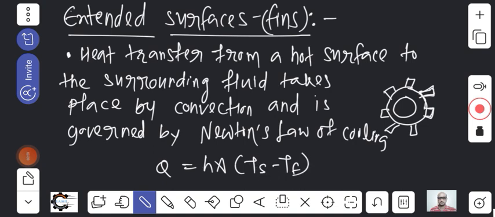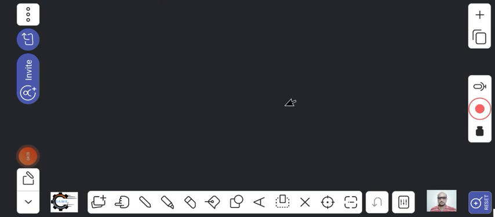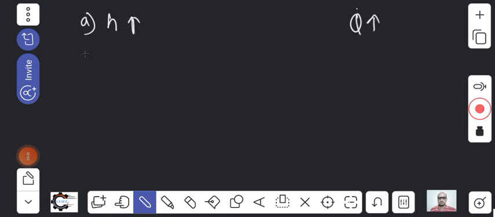As the area, the surface area, increases, the heat transfer also increases, right? So either by increasing the convective surface, or by increasing the temperature difference, the heat transfer will increase. There are three options by which you can increase the heat transfer. The first is by increasing the heat transfer coefficient h. The second is by decreasing T infinity, the surrounding temperature. And third, by increasing the area, you will also increase the heat transfer. You understood this?